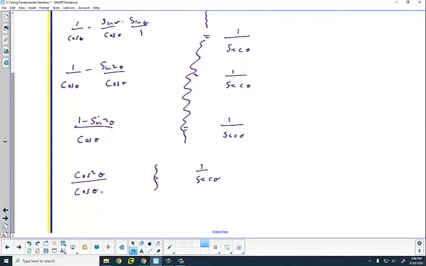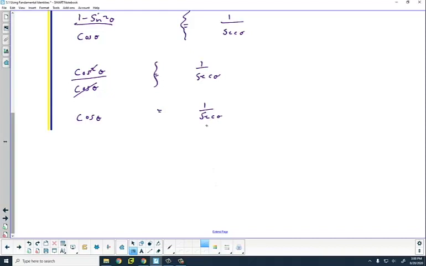All right, so we can cancel. One of these cosines can cancel with this, and I'm left with cosine theta equals 1 over secant. Look at your reciprocal identities. What's 1 over secant? It's cosine. So the only time I ever touched this side was to manipulate it to look like cosine. So that's all there is to this.